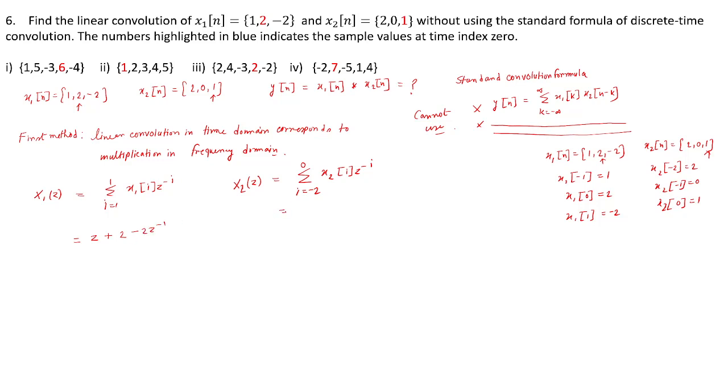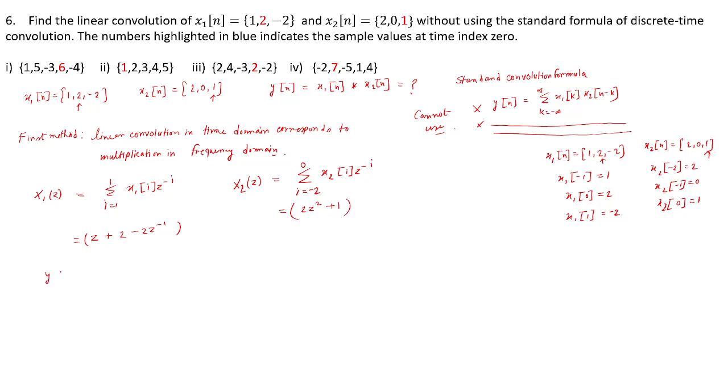Whereas for X2(z), we get x2[-2] as 2, z to the power 2 is z square. So you get 2z square, x2[-1] is 0, so that is gone, and x2[0] is 1, so it becomes 1. So we got X1(z) as this expression, X2(z) as this.